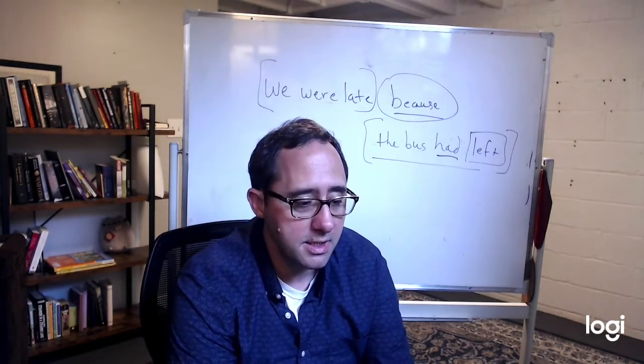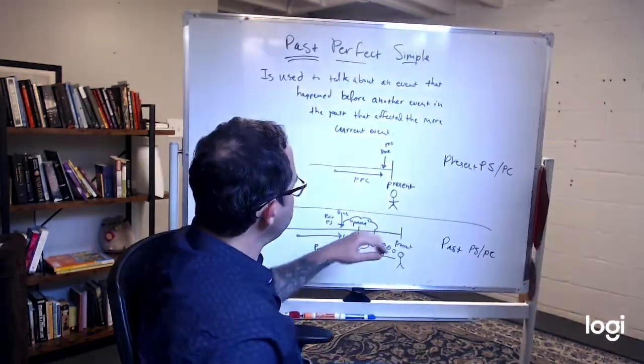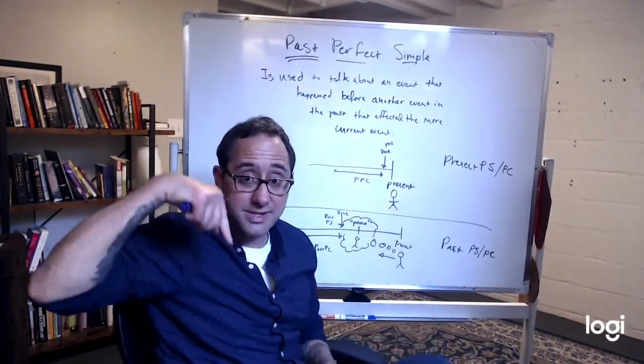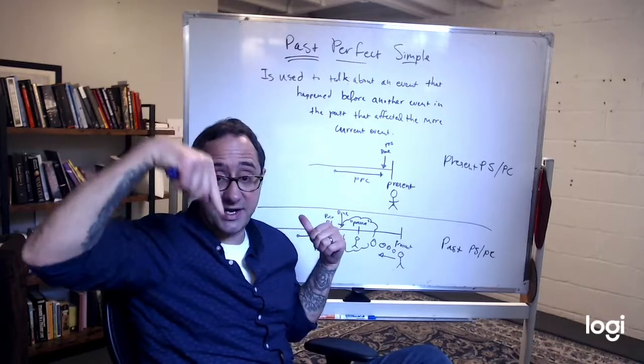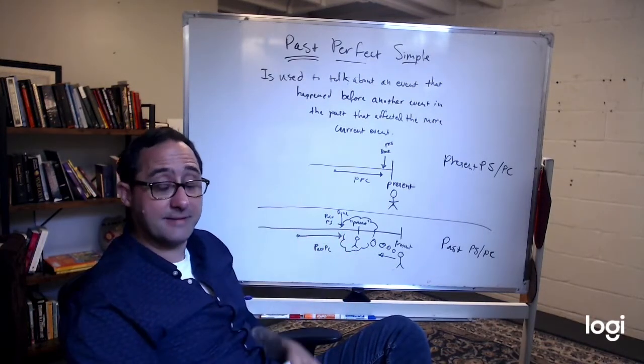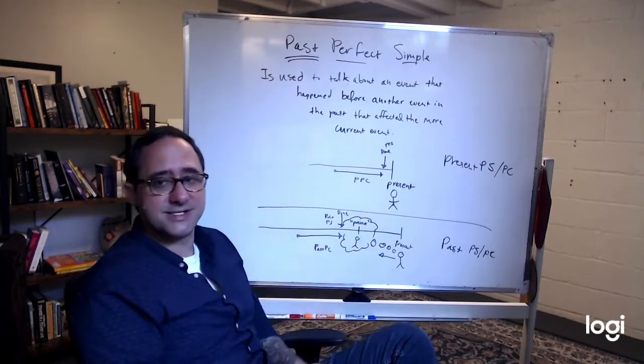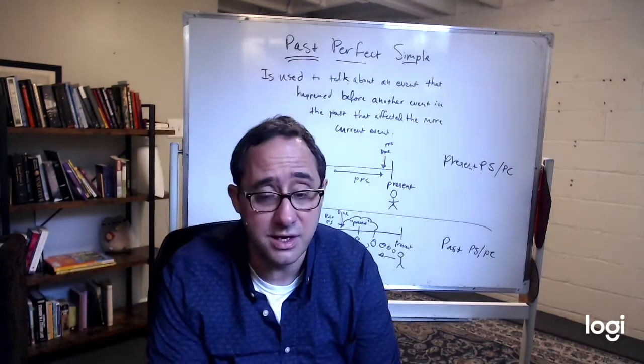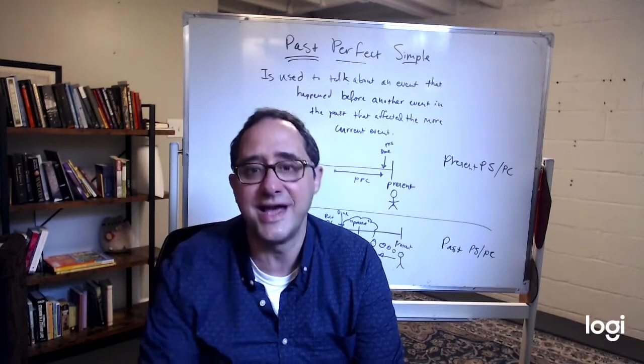Present perfect simple affects right now. It just happened and it affects right now. Past perfect simple happened before something and affected something in the past. So we're moving it from the present to the past. That's really long, but I want to make sure that you get that idea.